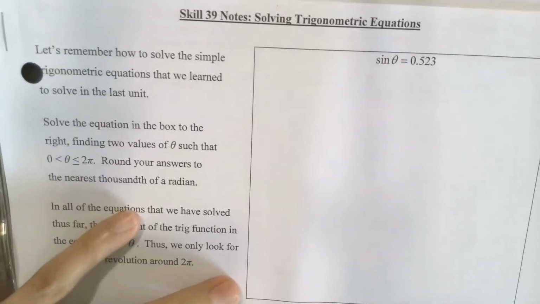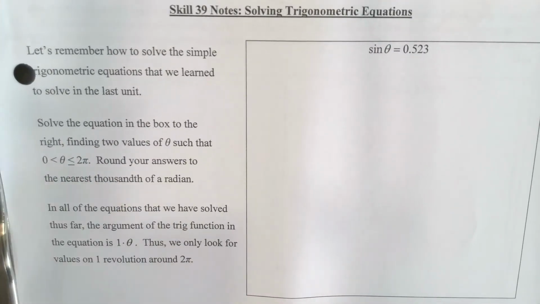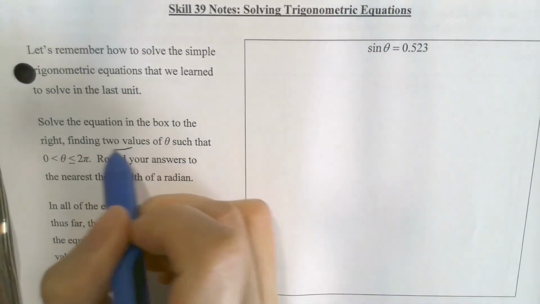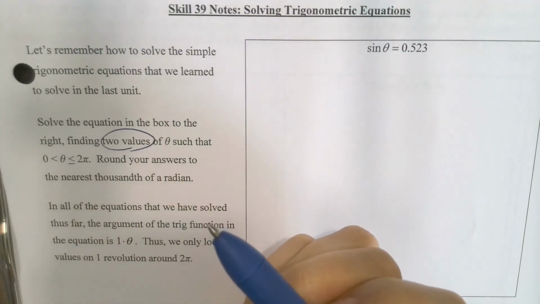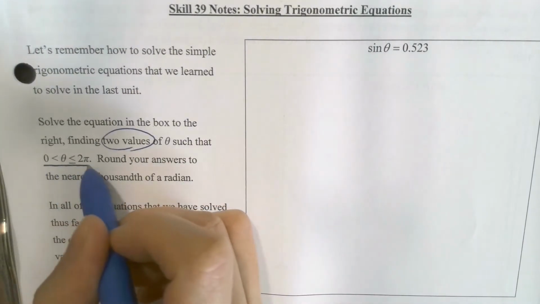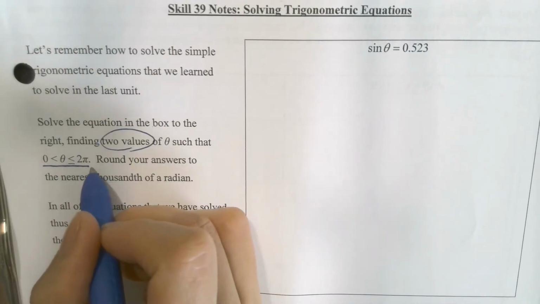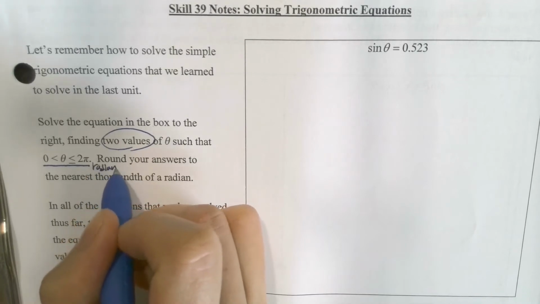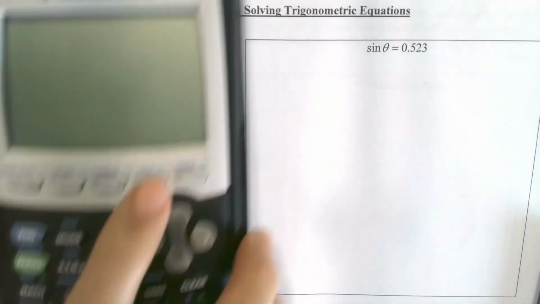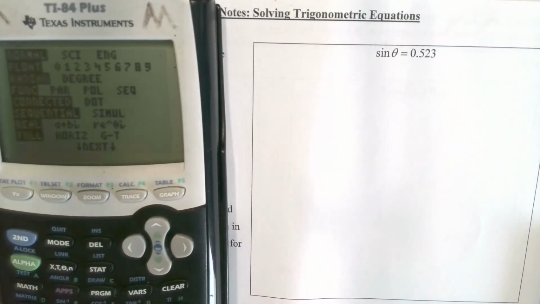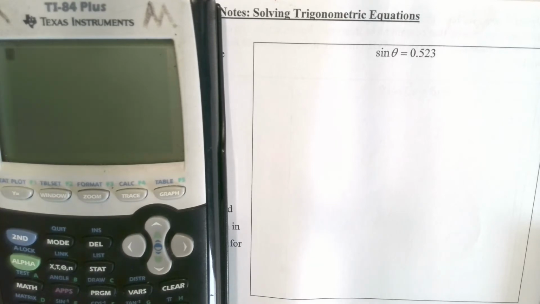So let's review this question first. For a question like that, it's very important that you read the direction. Solve the equation in the box to the right, finding 2 values. That means you're going to have 2 answers of theta such that theta is greater than 0, less than 2 pi. As soon as you see this, you know that that's in what mode? Radian mode. And take your calculator, turn it on, make sure you have it in radian mode. Okay, so have it ready.